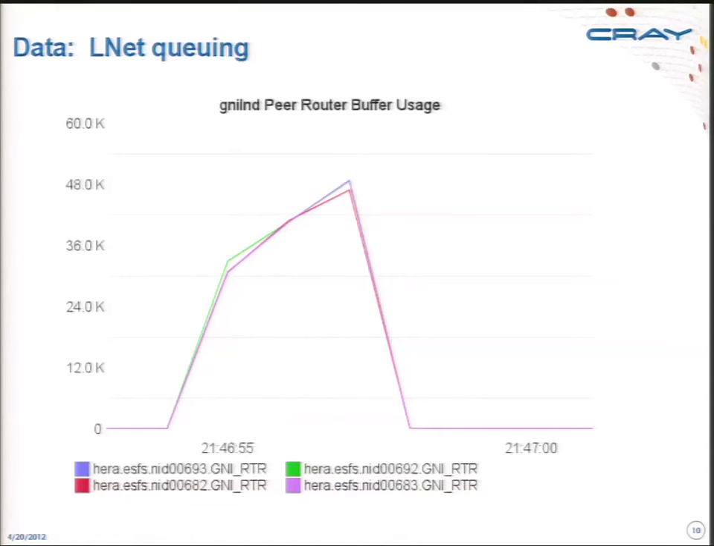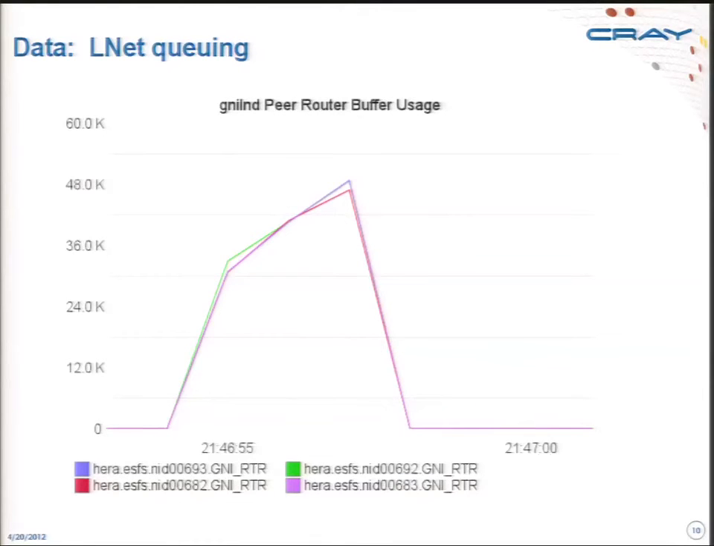Ballpark, we're running with about 16 credits per peer. And this graph is showing us how many messages are used in total on those peer router buffers. We get an instantaneous loading of about 30,000, and it slowly increases from there for a couple of seconds and then drops off.